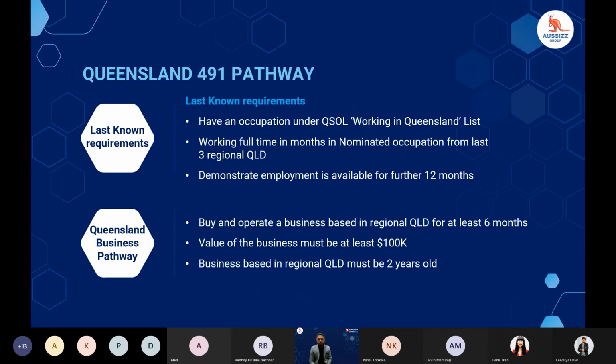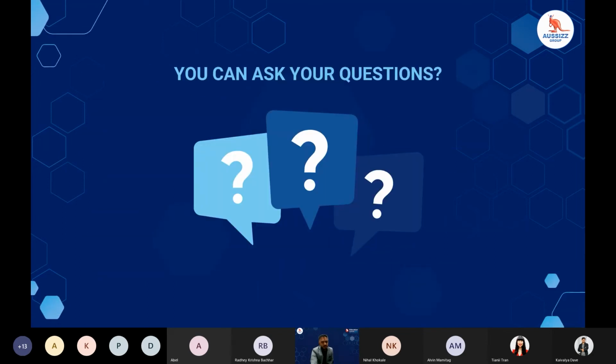And the last pathway with Queensland is the business category, which is currently open. You can apply. You have to purchase an existing business, pay $100,000, and run that business for 6 months. The business based in regional Queensland must be at least 2 years old to qualify. You also have to employ one Australian employee and run that business for 6 months. After 6 months, you can apply for a business category in Queensland.